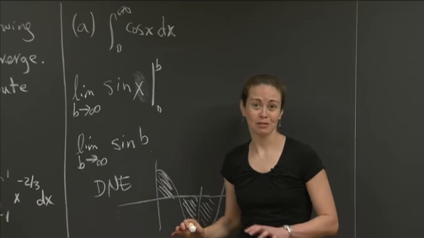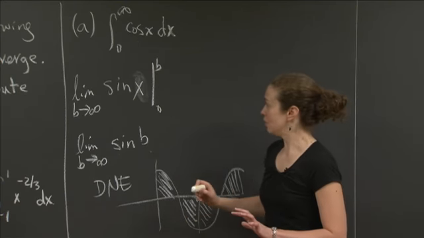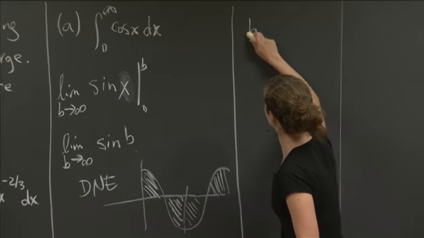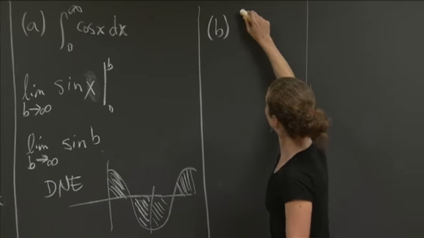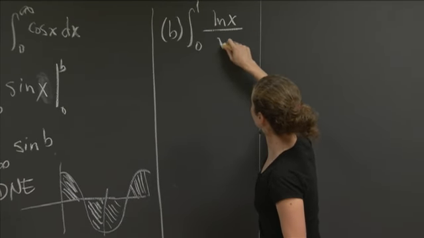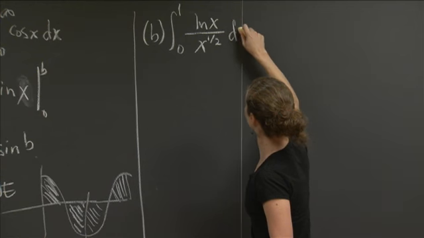And even though it's a little different, you understand the idea. So now I'm gonna go to b. So what is b? It's the integral from 0 to 1 of ln x over x to the 1/2 dx.